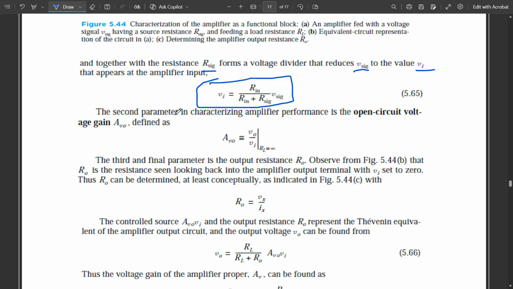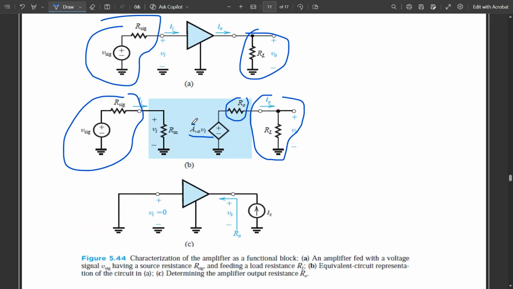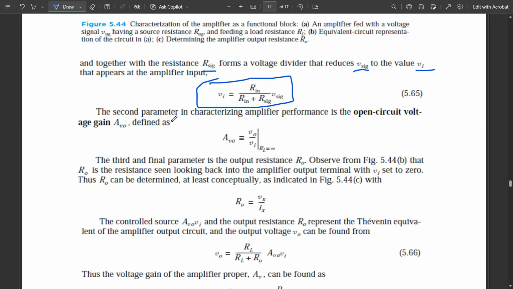Okay. So the second parameter in characterizing the amplifier performance is the open circuit voltage gain. Okay, so that open circuit voltage gain is represented as A suffix V naught, which is mentioned here with respect to this dependent source, and it is defined as AV naught is equal to V out divided by V in only when RL is equal to infinity. When RL tends to infinity, then only this open circuit parameter comes into the picture.